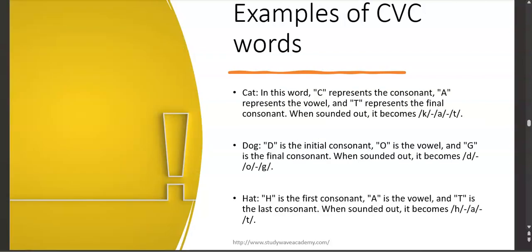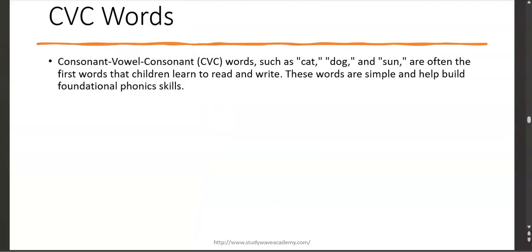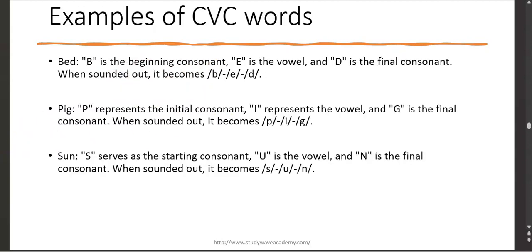So we're going to look at examples of CVC words. And before I do that, just remember what I've told you. These are just 3-letter words, okay? And these are words that have the consonant, vowel, consonant format. Look at the word bed. B is the beginning, which is a consonant. E is a vowel. D is a consonant. So therefore, this is a CVC word.